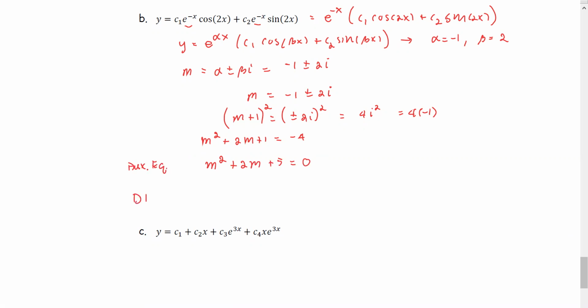And next, form the differential equation. The coefficient 1 of the second power or the second derivative, coefficient 2 of the first order or the first derivative, and then 5 times the zero order, or just y, equals 0.